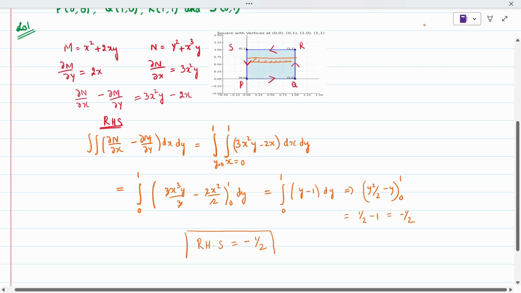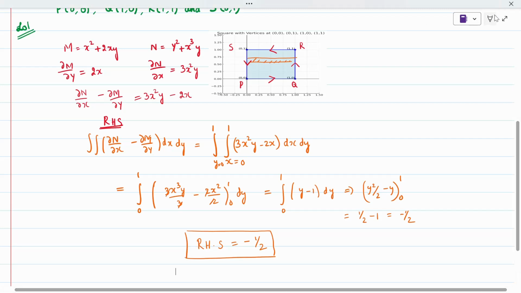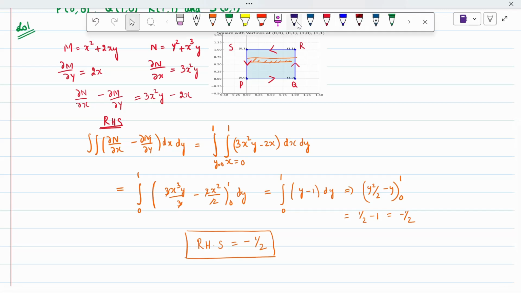Now we have to do the left hand side. The left hand side is the single integral, which means we calculate along the boundary: along PQ, along QR, along RS, along SP. When I complete all of them, the full region is covered. We add all four integration answers separately, and you will get one final answer that should be minus half. Now I'll show you the left hand side part.